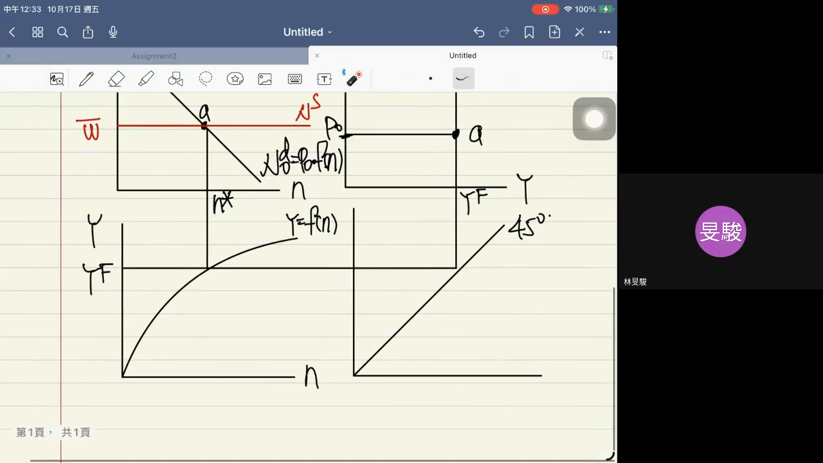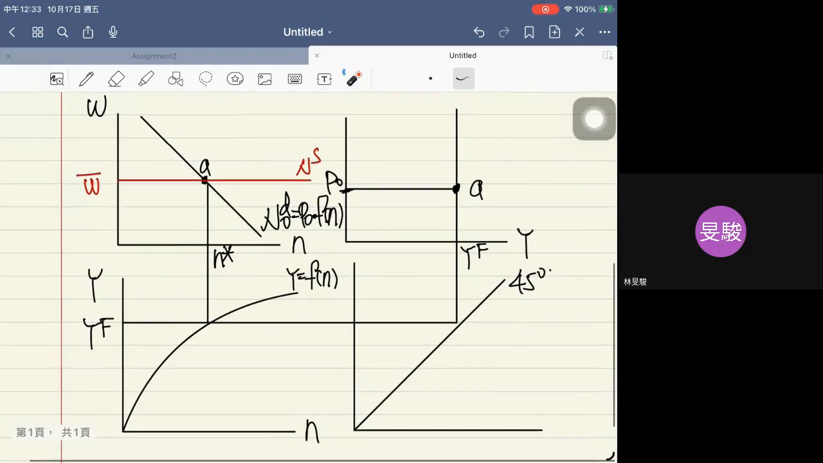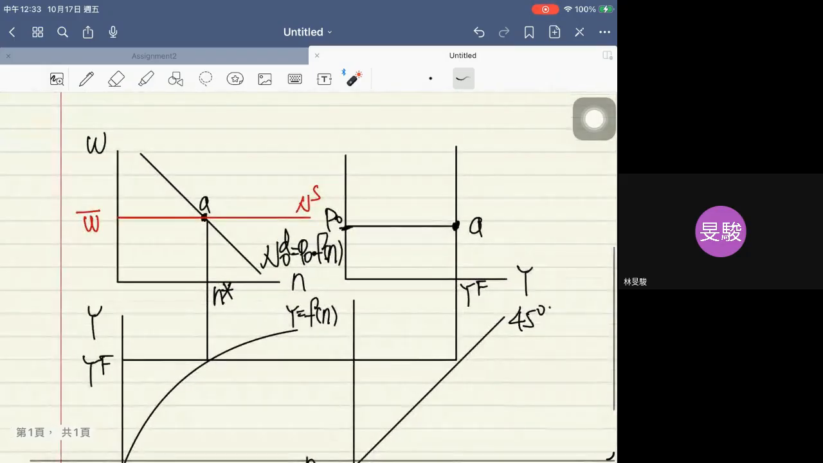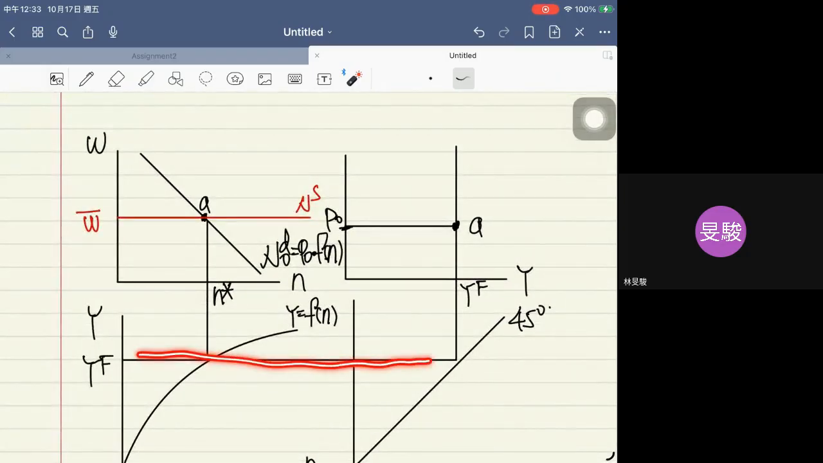And using the transformation line, we can project the output level onto the x-axis in the first quadrant. Thus, in the first quadrant, point A corresponds to the price level P0 and an output level YF.